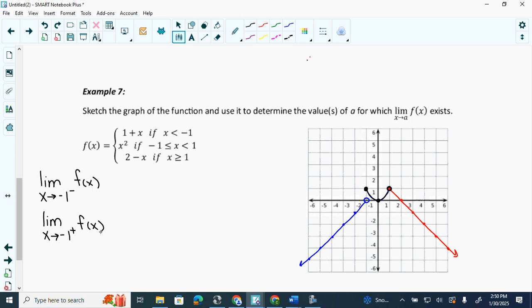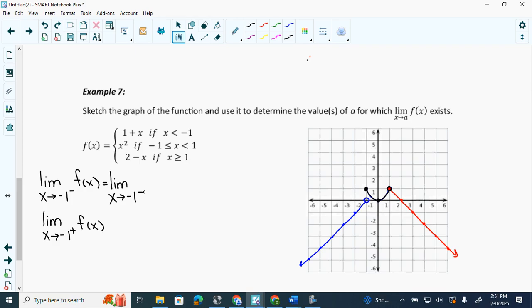Well, what the heck f of x do I use? If it's from the left, that's less than, correct? If it's from the right, that's greater than -1. So I just have to use the right equation that works with that. So from the left, instead of writing f of x, I'm going to go the limit as x approaches -1 from the left. Which of these equations is from the left of -1?